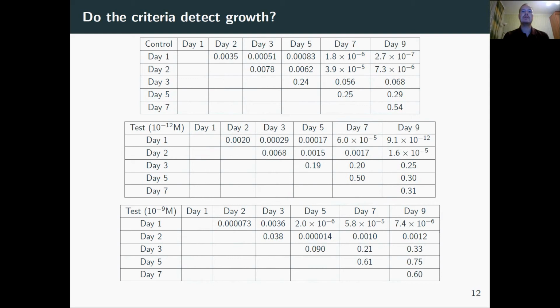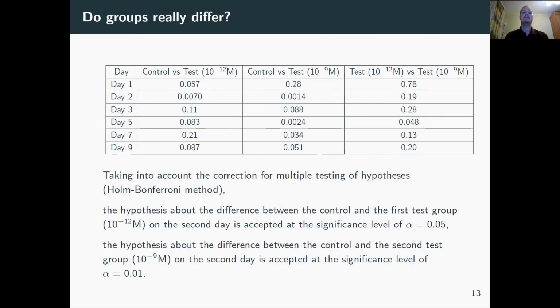Results for different groups of the same day as well as results for the same group on different days were compared using a one-tailed t-test. Thus, the very fact of regeneration of planarians over time is beyond doubt, and the proposed criteria record the fact of regeneration for all 3 groups. Also, the experiments reflect a statistically significant difference between the control and each of the test groups, at least on the second day, taking into account the correction for multiple hypothesis testing.